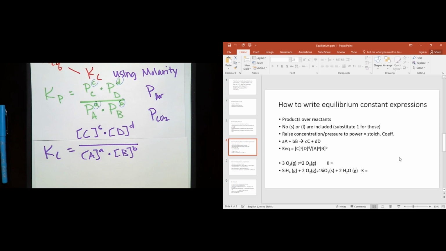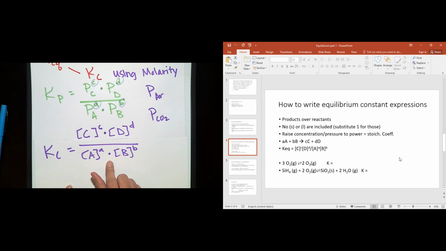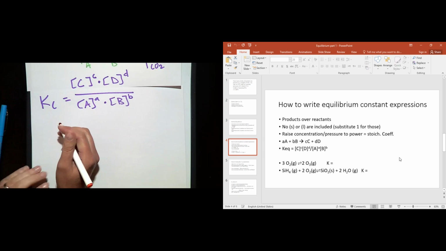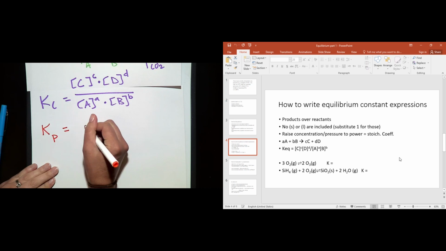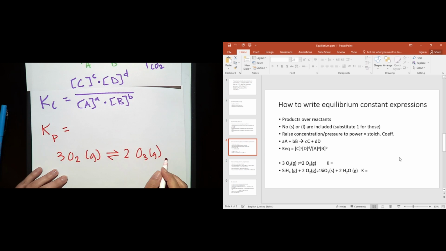So let's do these two examples and then we'll wrap it up for our next video. Again, these are multiplied together. Very important. All right, so let's do KP. I didn't specify in the problem, but I'm going to now for the first example. So we've got 3O2, dioxygen gas, goes to 2O3. This is ozone. So this is a reaction we see in different layers of the atmosphere.